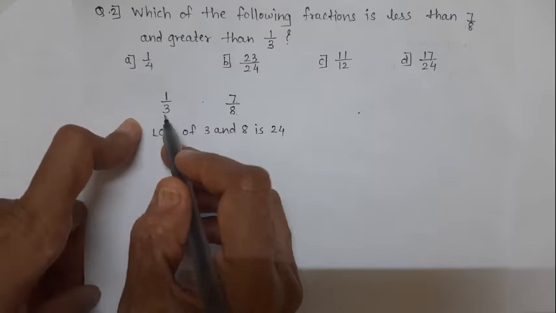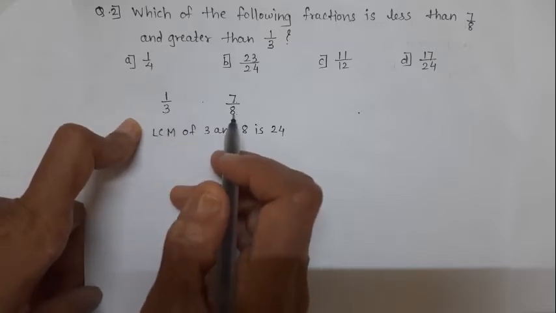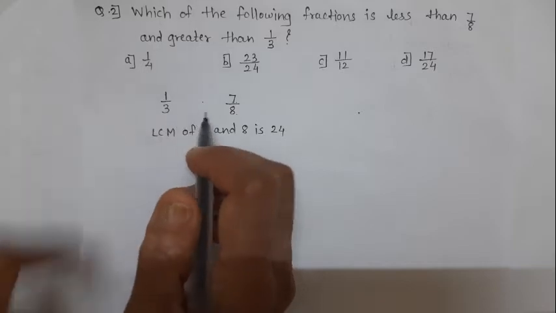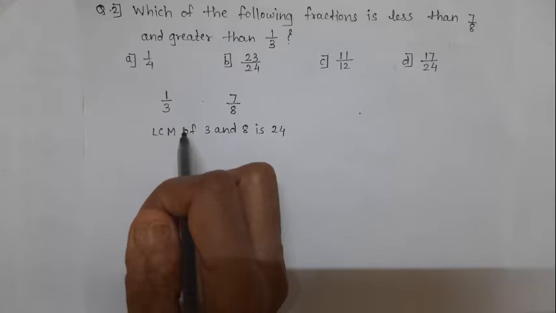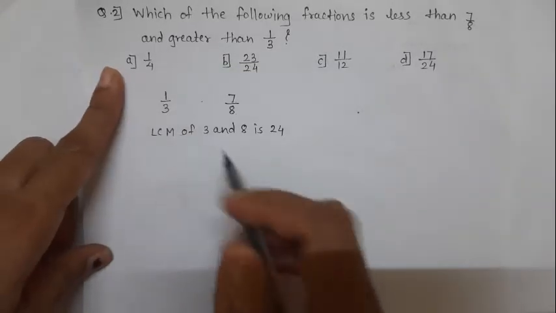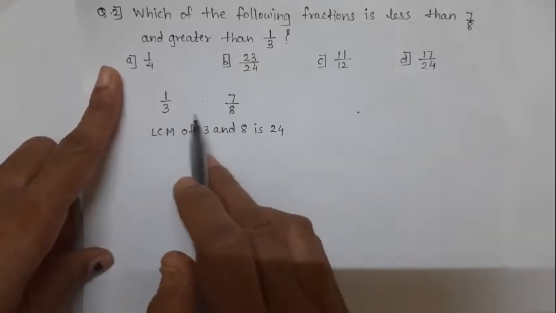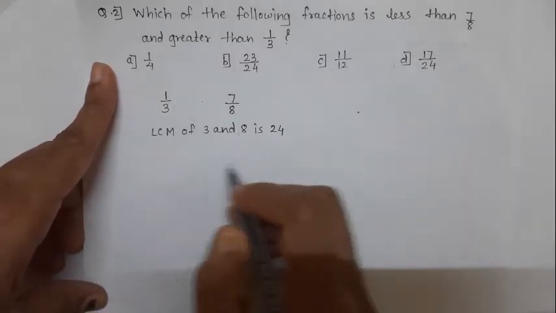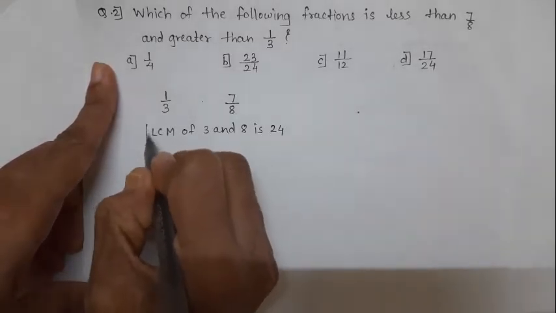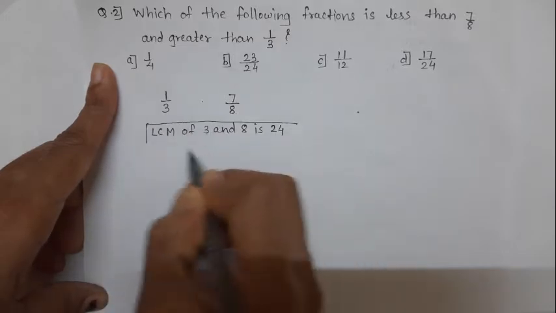3 is not a multiple of 16. 3 8s are 24. See, 24 is there in the 3 table. So 24 is the LCM. The LCM of 3 and 8 is 24.